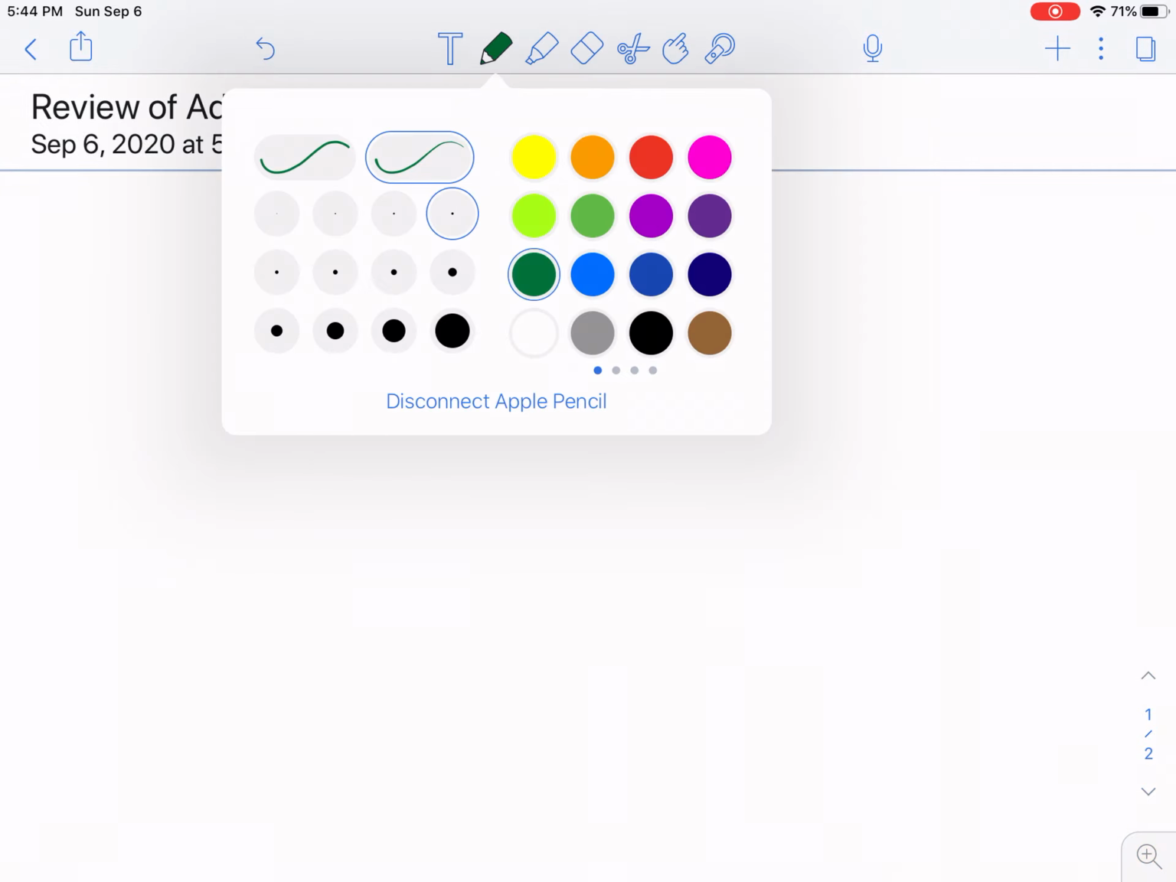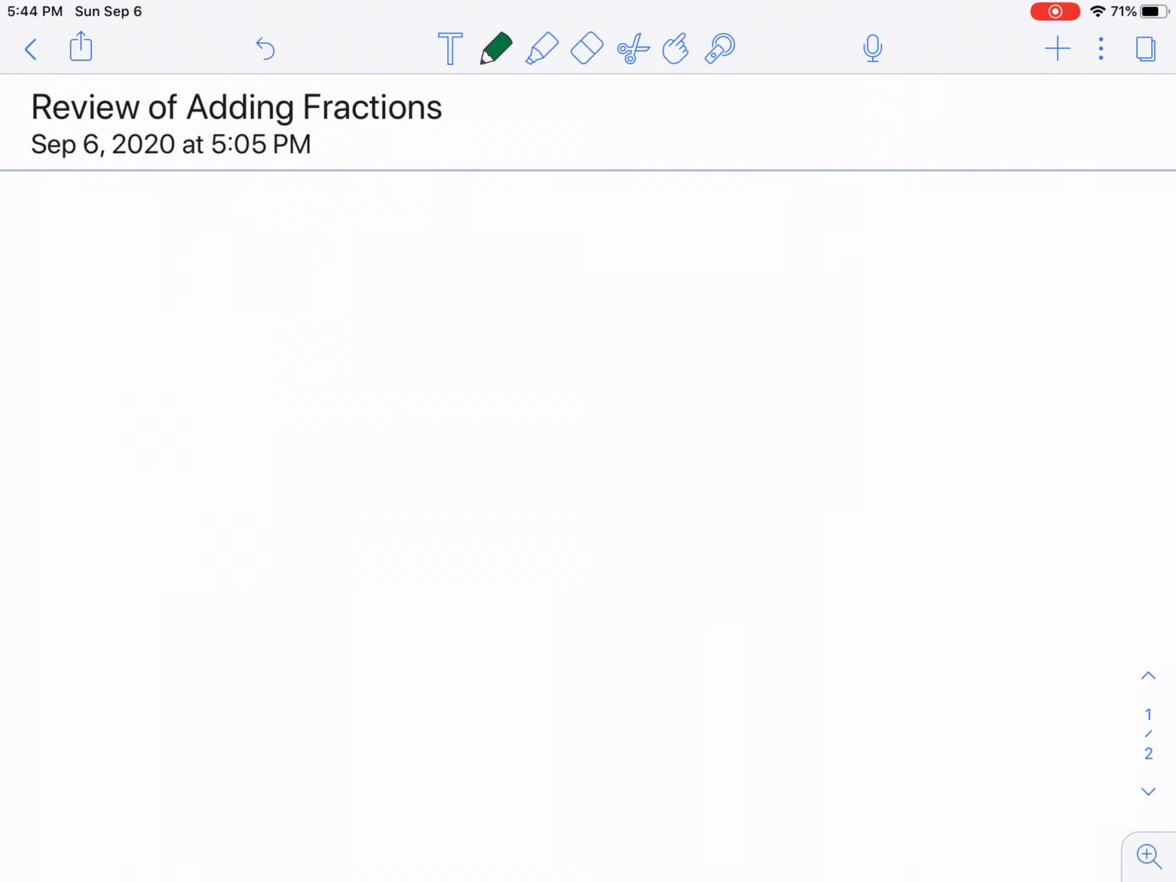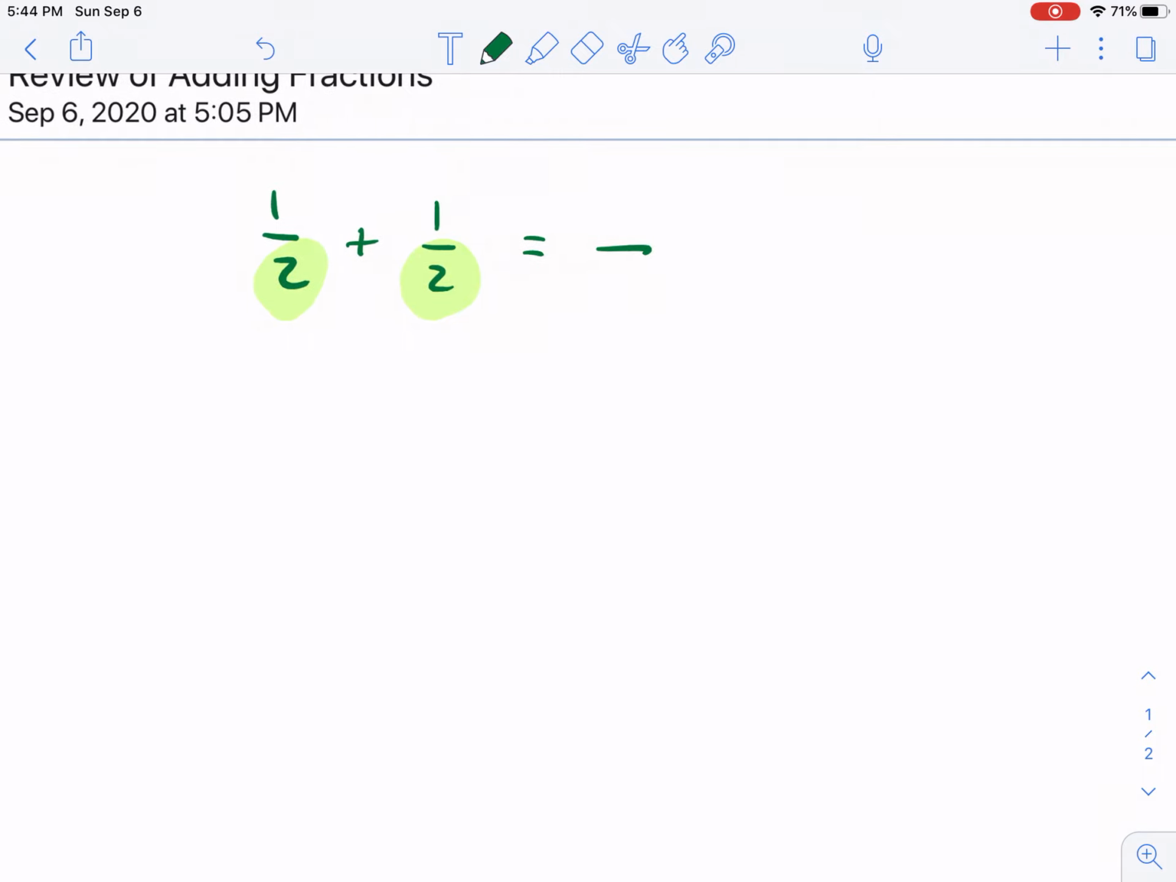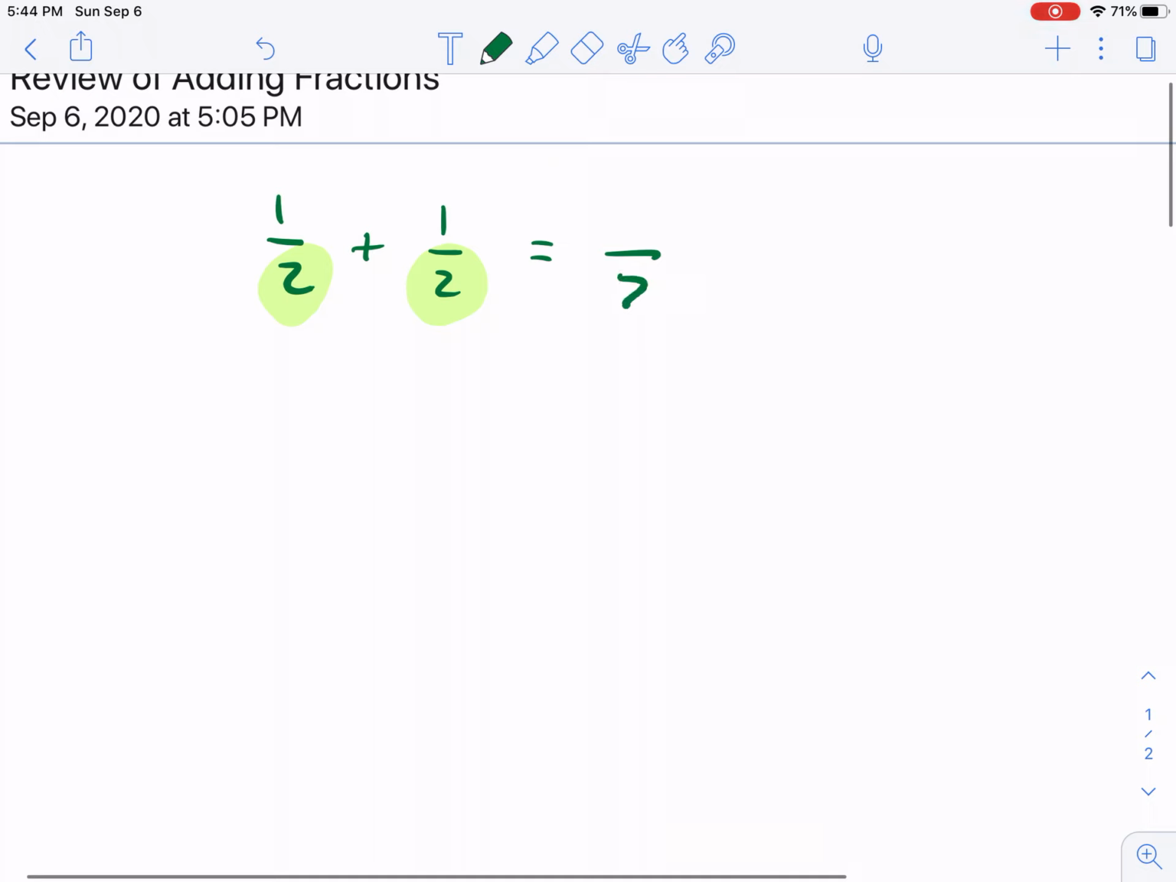Very exciting stuff. So let's get to it. We're going to review the adding of fractions. What do we have? We have half of something, and we want to add half of something else. Well, here, we need a common denominator, which we have. We're in luck. The common denominator is the number 2, which is awesome.